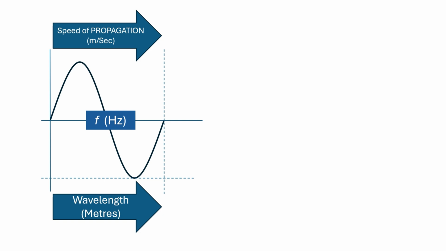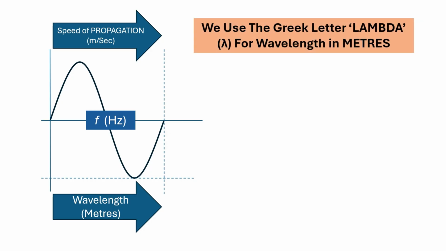The length of the antenna has to be cut accurately for the EM wave we intend to use. To express wavelength, we use the Greek letter lambda, which is like the letter Y upside down. We measure wavelength in meters, or if the frequency is very high, sometimes in centimeters.